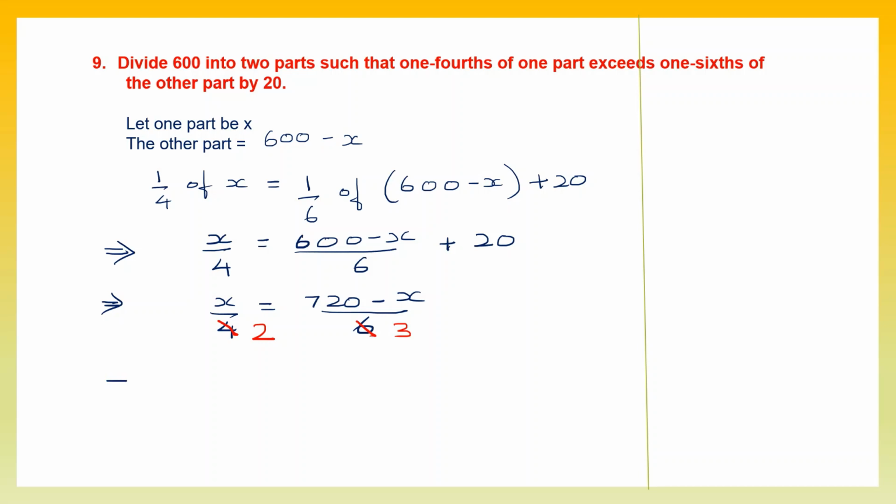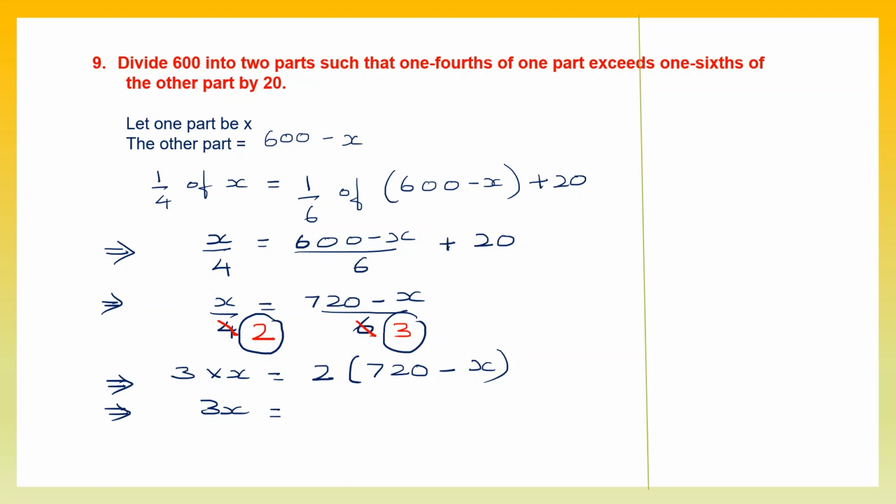So now we can work out our sums. Now we're going to transpose a few numbers. I'm going to transpose this 3 from the right hand side to the left. It becomes multiplication. It becomes 3 into x. And on the right hand side I have 720 minus x. I'm going to transpose this 2 to the right hand side. It becomes multiplication. So 2 into (720 minus x). So 3 into x is 3x. Now here we have to multiply 2 into 720 and then 2 into minus x.